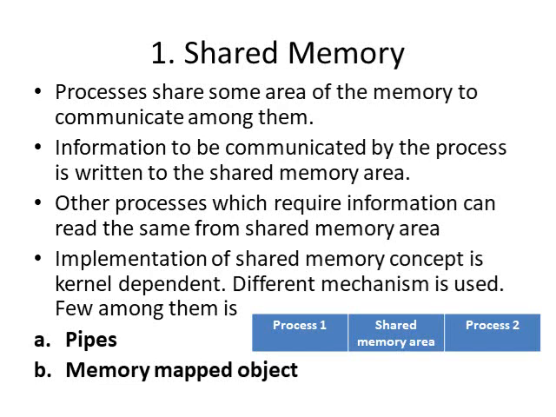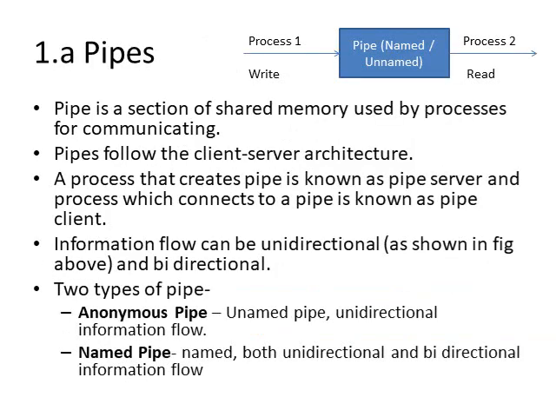So in shared memory we also have different mechanisms that can be used. Since it is kernel dependent, different kernels can use different mechanisms. We will be talking about two different mechanisms that are used in shared memory. One is pipes and the other one is memory mapped object. So let us see what pipes are.